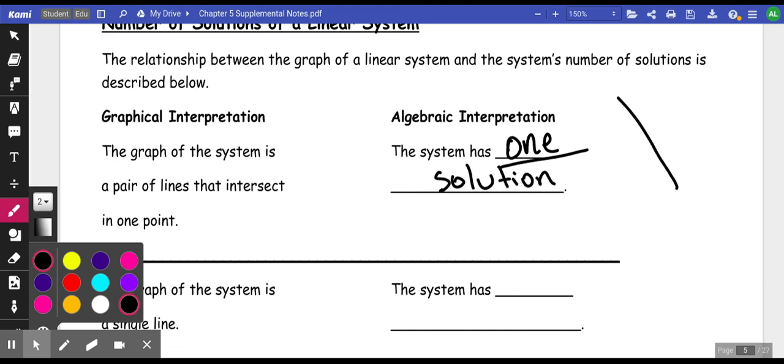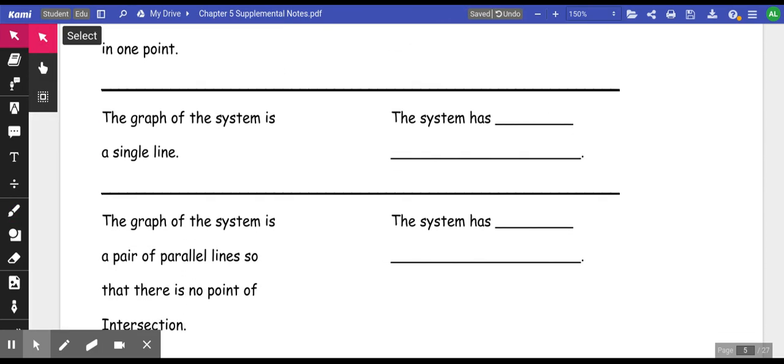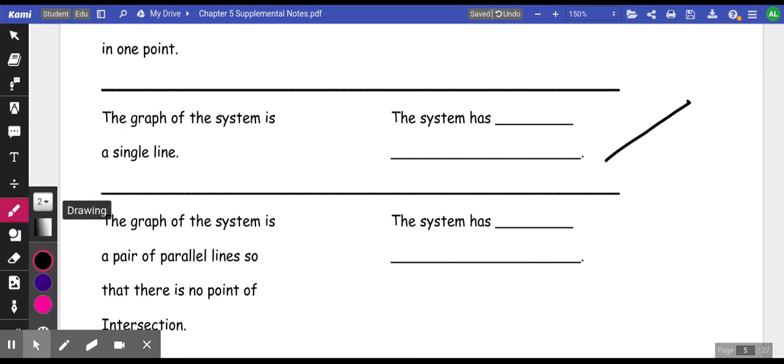Okay, just like we're used to seeing. Two lines, there's one place where they intersect. We could have the graph of the system as a single line. We could graph one line, and then we could graph our second line and realize it's the same line.